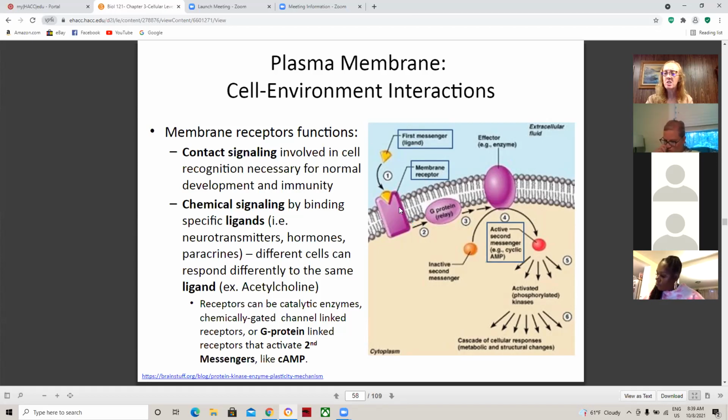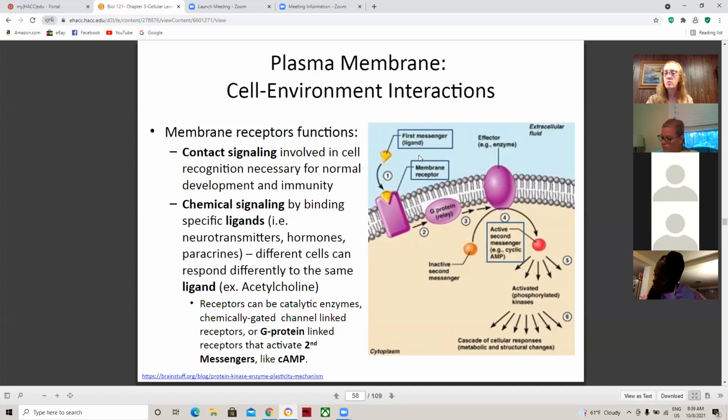So the receptor binds the ligand. Remember that these are cell adhesion molecules. So this receptor that's a cell adhesion molecule binds to a G protein. This G protein is activated, and as a response, it activates other things. One of the first things it activates is an effector enzyme. The effector enzyme then will go on to activate second messengers.